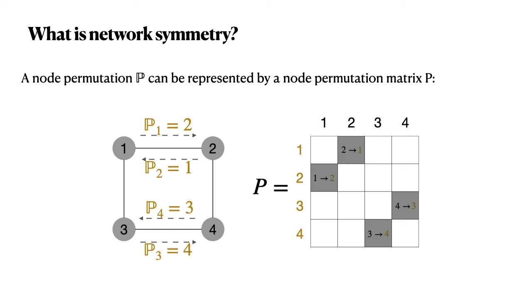A node permutation P can be represented by a node permutation matrix P. So for example, the node permutation represented on the left can be encoded in the matrix on the right. In this matrix, there are 4 non-zero elements, P12, P21, P34, P43, which represent permuting nodes between node 1 and 2, and 3 and 4.